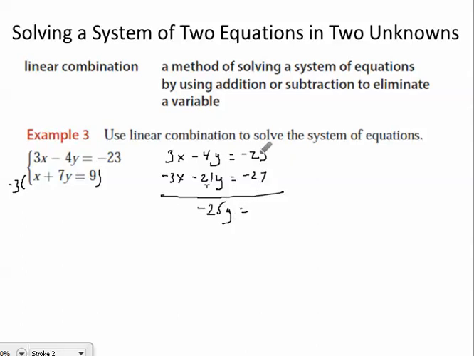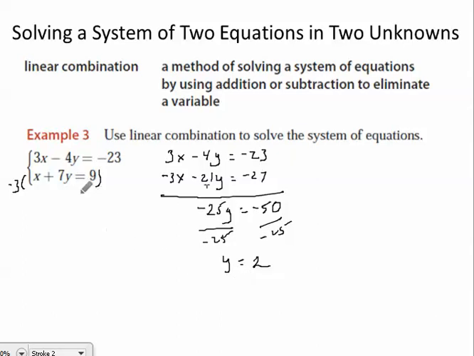And that's equal to negative 50. How'd I get that? Well, 40 plus 10 is 50. Okay? So I'm going to divide by negative 25 now. And what I'm going to get is that y is equal to 2. Woohoo, I found what y is equal to.